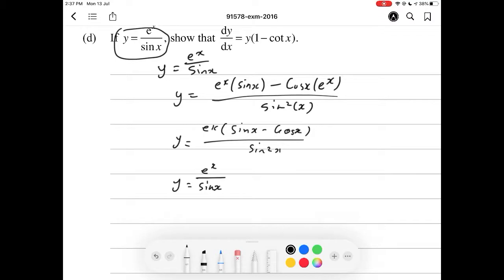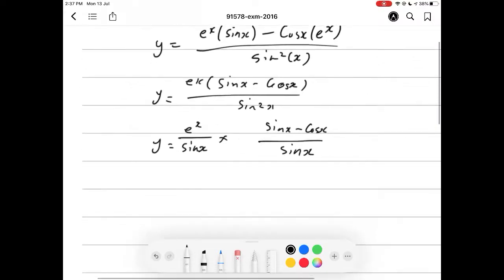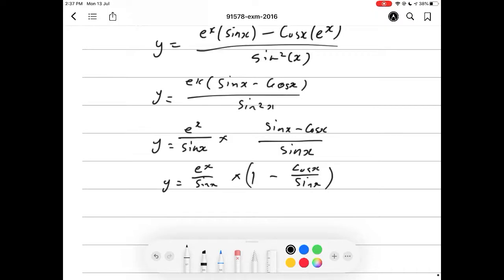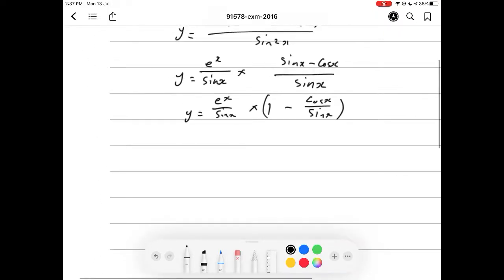As you can see here, I'm trying to set up the y value back. So I'm going to take one sine from the denominator and move it separately. So this multiplied by sine x minus cos x over sine x. Right, so y equals e to the power of x over sine x multiplied by sine x over sine x is 1, minus cos x over sine x. We know cos over sine is cotangent, so therefore y equals e to the power of x over sine x multiplied by 1 minus cotangent of x.